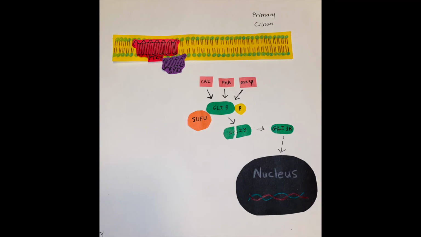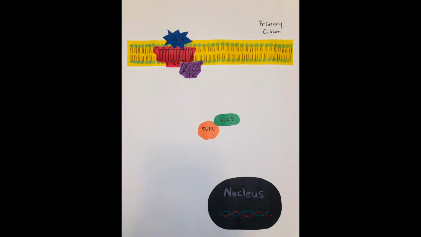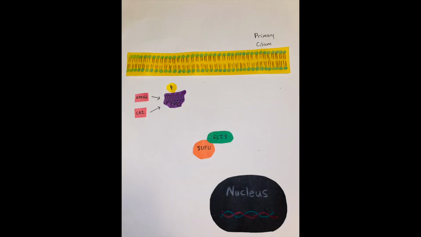Gli3R travels to the nucleus, where it binds to the DNA and inhibits the transcription of the genes that require Sonic Hedgehog for activation. When Sonic Hedgehog is present, it binds to the patched protein, and the cell is now in an activated state. The binding of Sonic Hedgehog to patched causes patched to become unassociated with smoothened. Patched is then degraded by proteasomes.